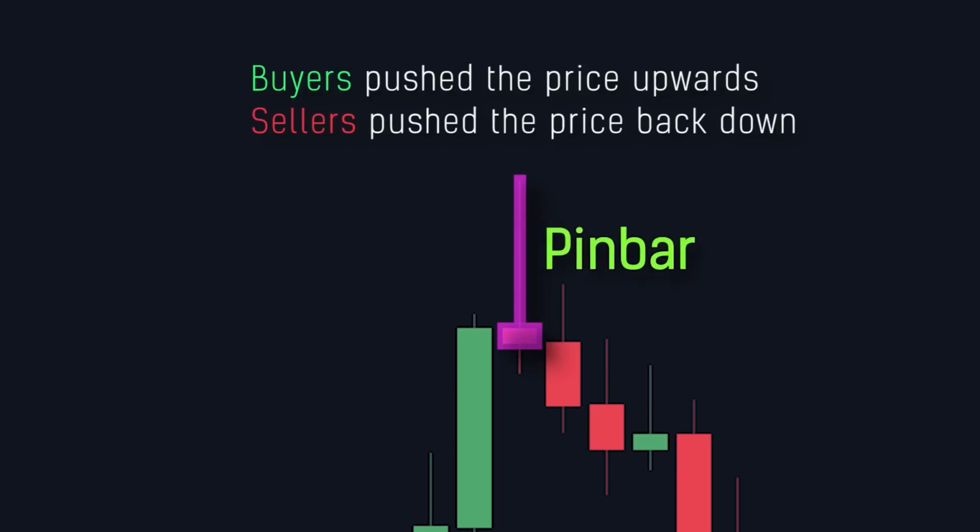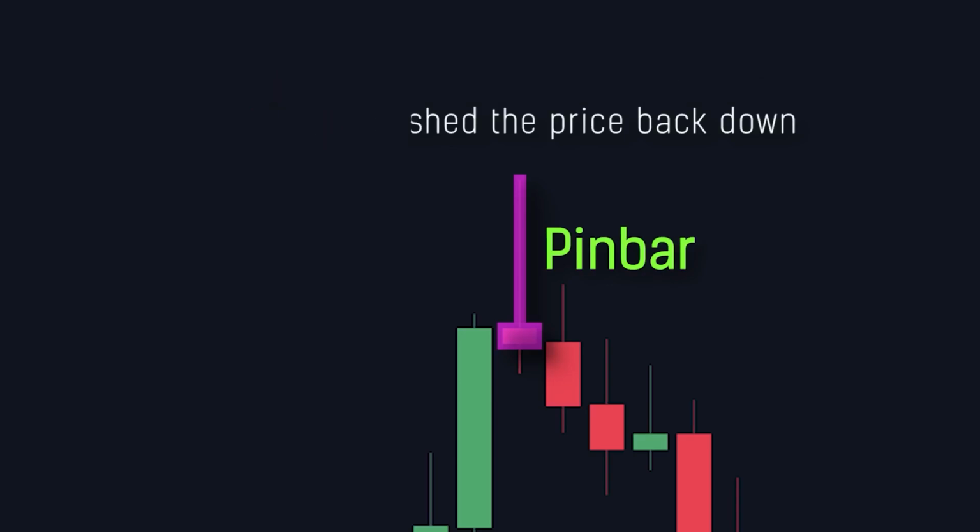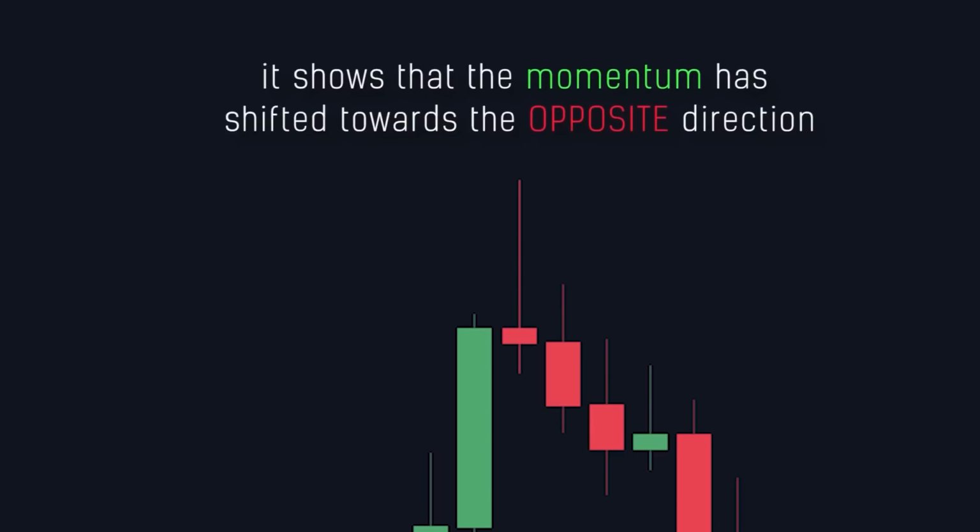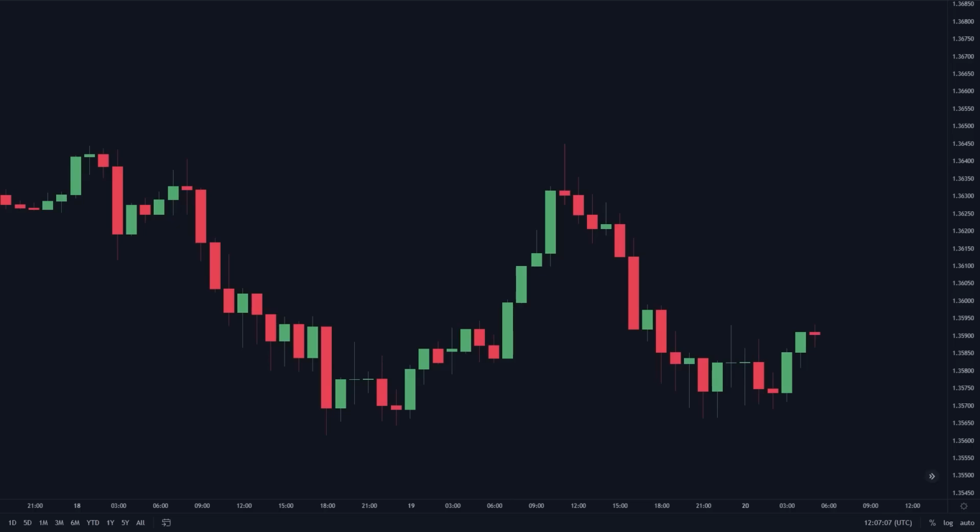And this is the reason why a pin bar is generally regarded as an early sign of a market reversal, because it shows us that the momentum has shifted towards the opposite direction. And as you can see, immediately after that pin bar appeared, the trend reversed towards the downside.